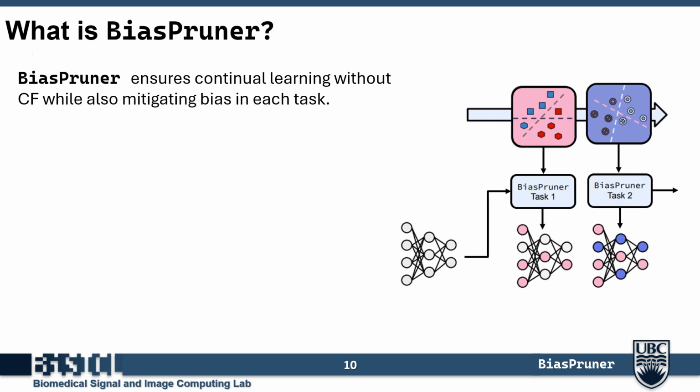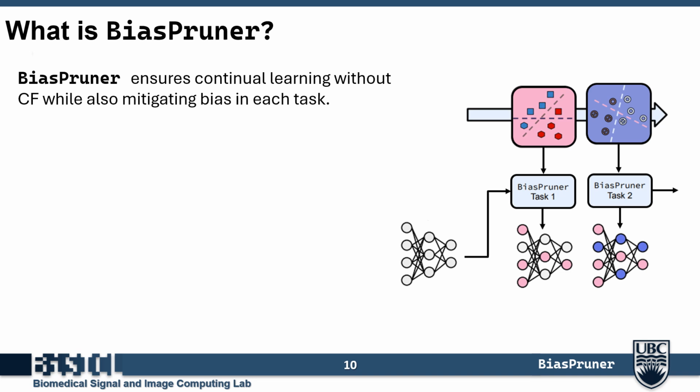So now we have introduced the challenges of catastrophic forgetting and bias. Let's remind ourselves of the goal of BiasPruner. So here the goal is to tackle both problems simultaneously, enabling continual learning without forgetting the important information while also mitigating the bias that sneaks into models during training.